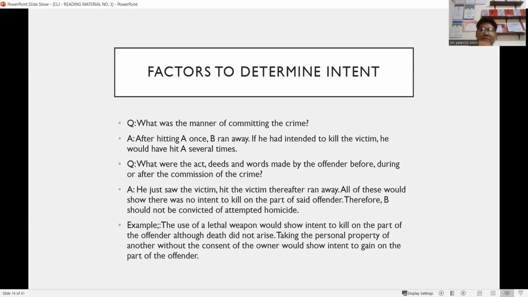Because what are the elements of the crime of theft? Taking of personal property belonging to another with intent to gain, and without violence against or intimidation of persons. So if all elements are complete, meaning you committed the crime of theft, it doesn't matter if you return the item. The crime of theft is already consummated.